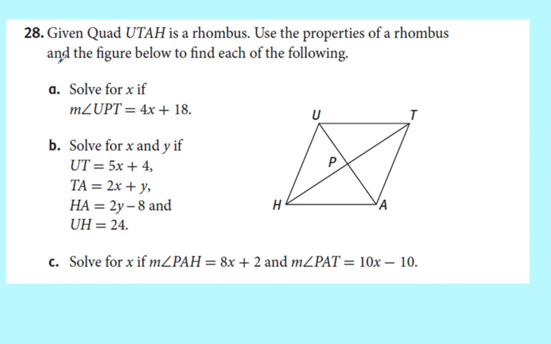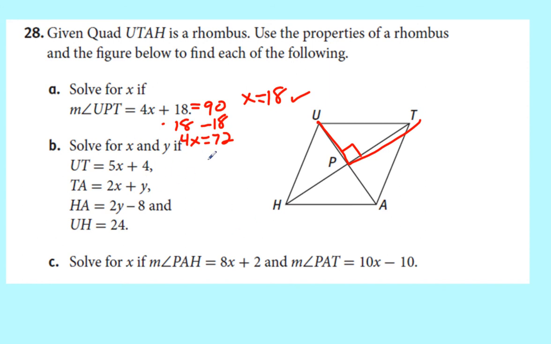Okay. So use properties to find whatever. This is just like the parallelogram one, except now it's a rhombus, so it's actually going to be easier. So UPT, that's this one here, and we know this is a right angle. We just showed that. So we could just say 4x plus 18 equals 90. Minus 18 on both sides, we get 4x equals 72. And if my math is right, then x should be 18, right? 18, 36, 72. Yeah, okay, good. There, done.